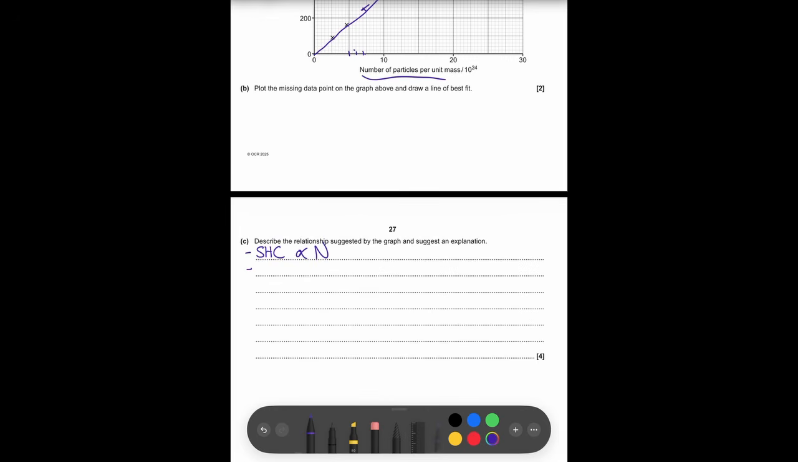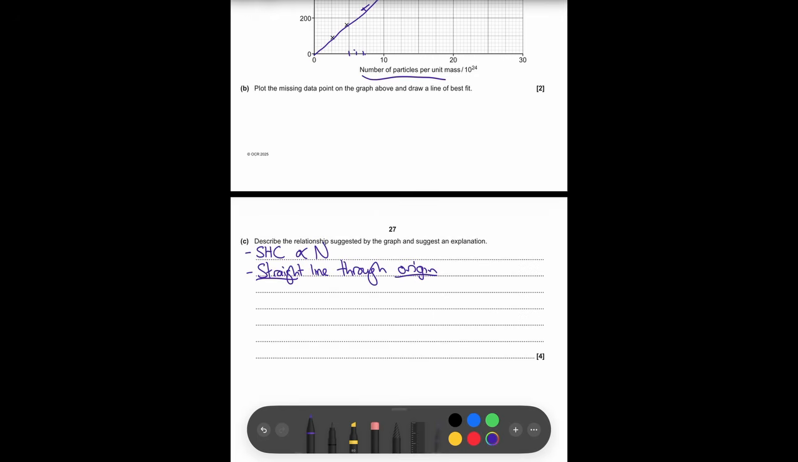How do I know that? I've just got to show the examiner that I know that the rule is always that when there's a straight line through the origin, those two things are proportional to each other. Make sure that you mention the fact that it's straight. Make sure that you mention it's through the origin. If it's not straight and it's not through the origin, then it's not going to be proportional.